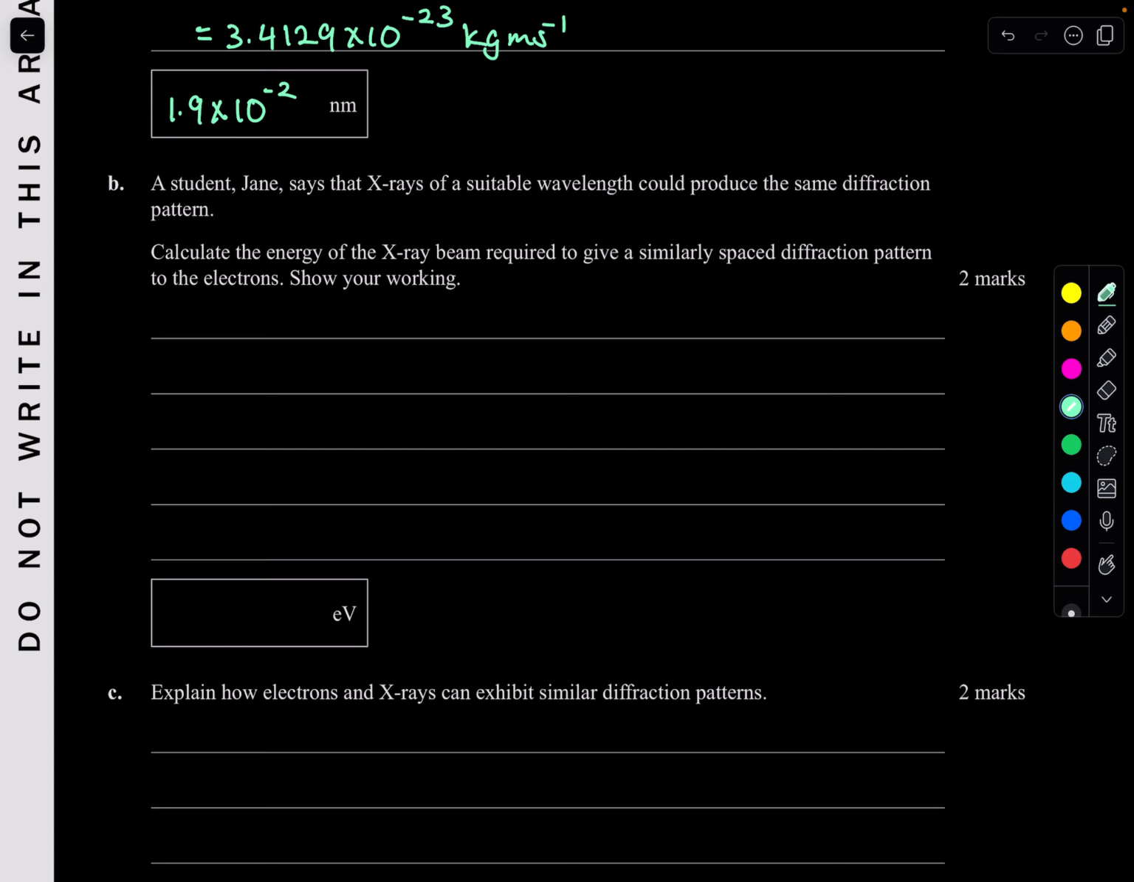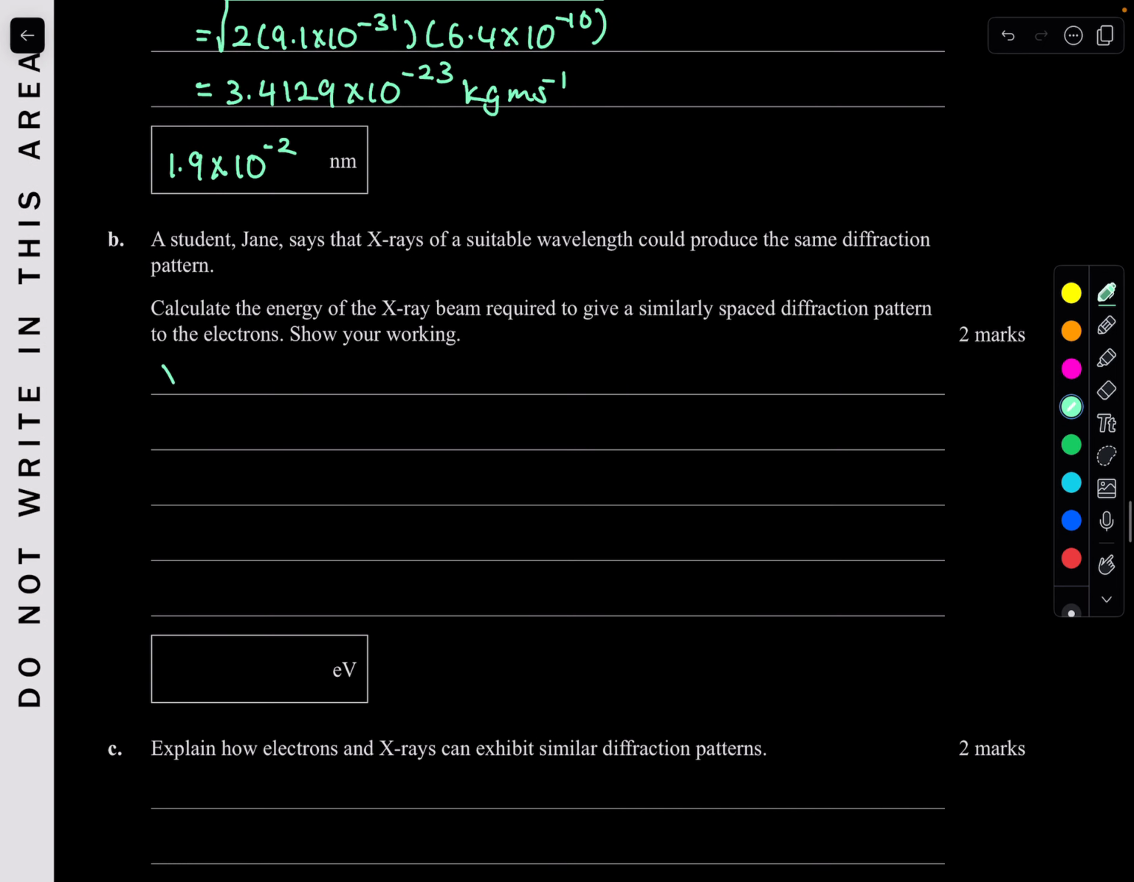Calculate the energy of the x-ray beam required to give a similarly spaced diffraction pattern to the electrons. Easy. For them to have the same x-ray and diffraction pattern, they need to have the same wavelength. The wavelength that we calculated, I want in meters. So I first multiply by 10 to the power of negative 9 to bring it back to where it was. It was 1.9426 times 10 to the power of negative 11 meters.